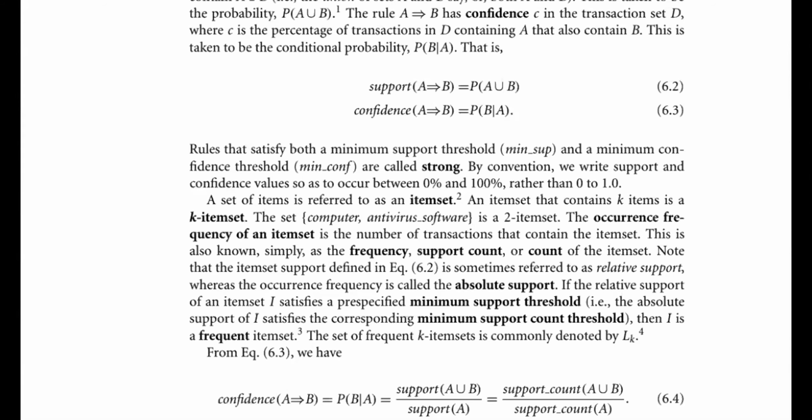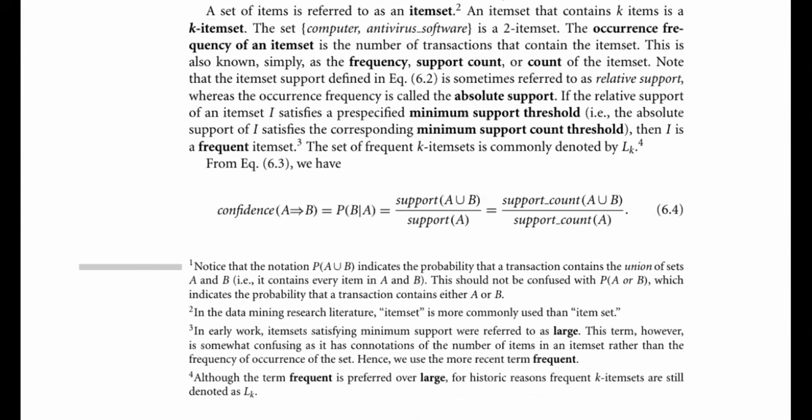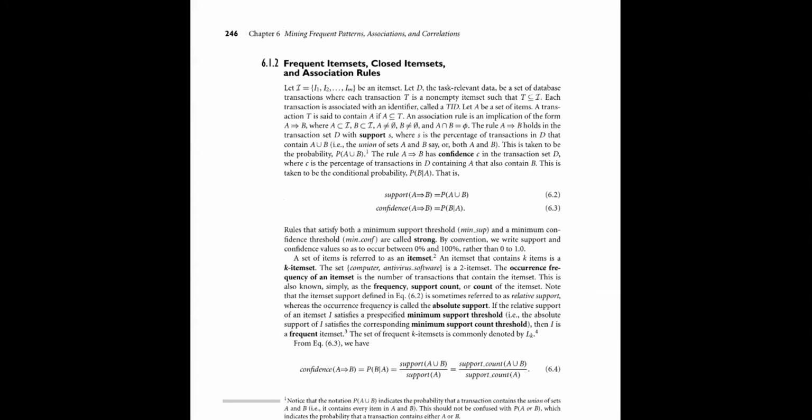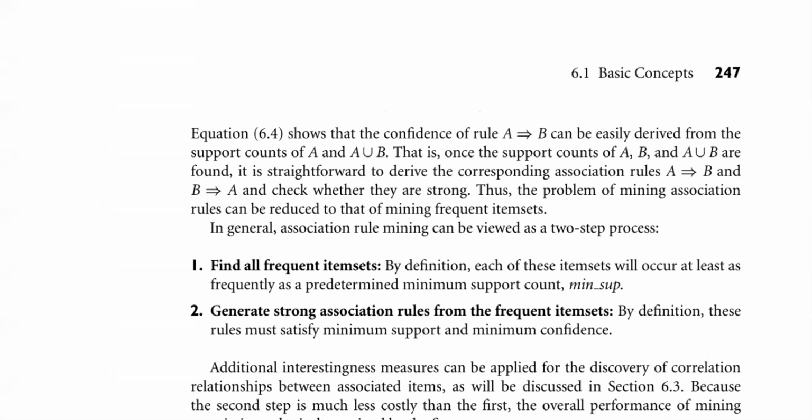Generally, association rule mining can be viewed as a two-step process. The two-step process is mainly important. One is to find all frequent item sets. That is the first step. And the second step is to generate strong association rules from the frequent item sets. This is simply called the two-step process of association rule mining.